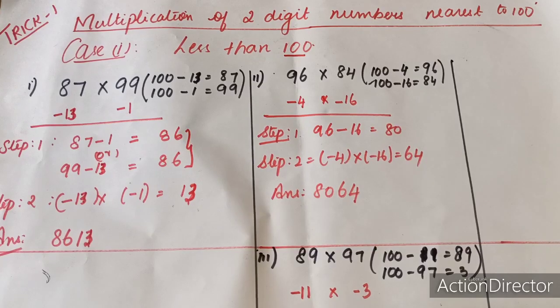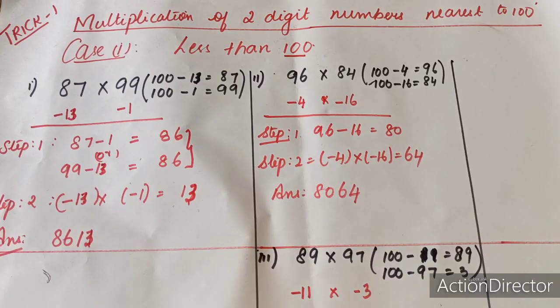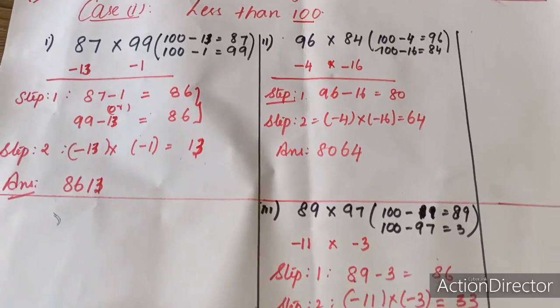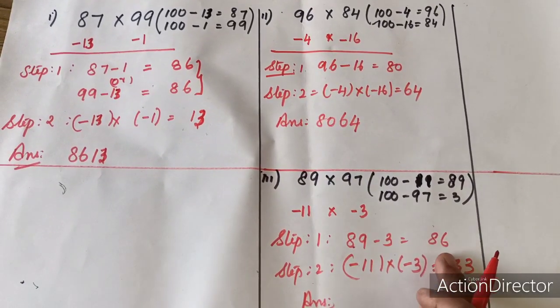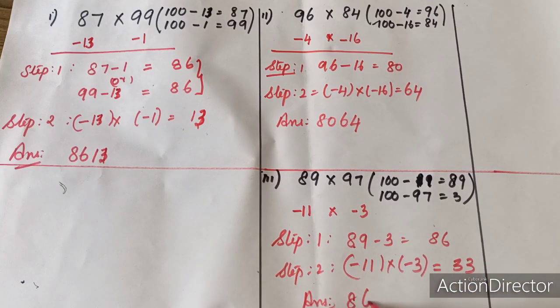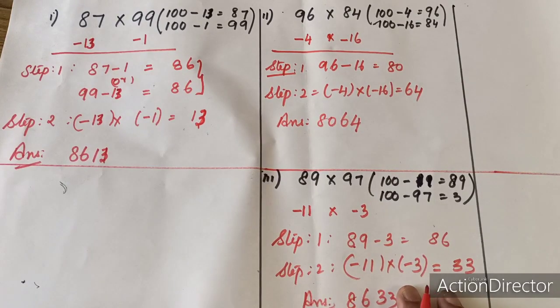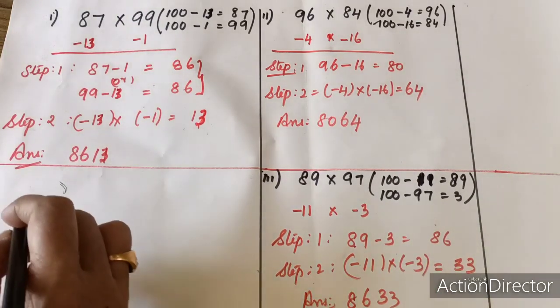As you know, step 1 is 89 minus 3. So 89 minus 3 is equal to 86. And step 2 is minus 11 multiplied by minus 3, which is equal to 33. So what is my answer? My answer is 86 and 33, so 8633. Hope you feel it is interesting. Yes, let us move on to the next sum.